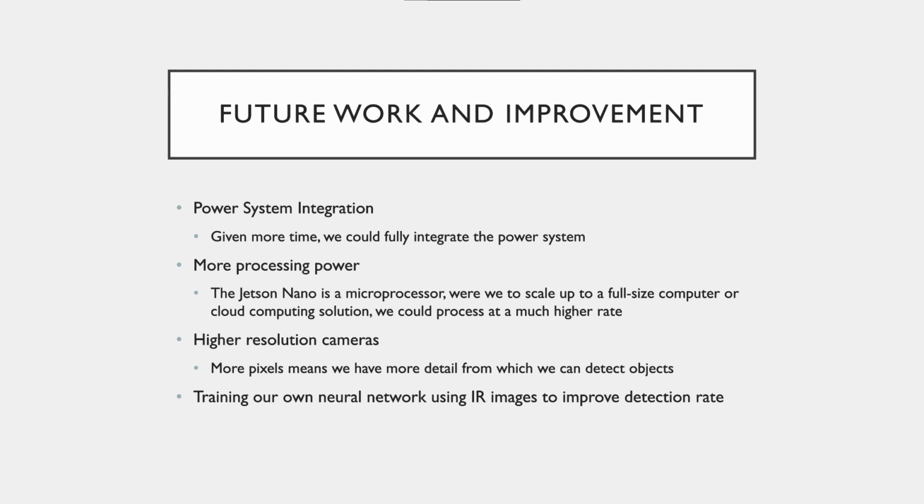More processing power. The Jetson Nano is simply a microprocessor. Were we able to scale up to a full-size computer or cloud computing solution, we could process these images at a far higher rate and more quickly extract real-time range data. High resolution cameras. If we had more pixels, we would be able to extract objects because we have more pixels of detail. Finally, training our own neural network using IR images would definitely improve our detection rate on the IR camera.